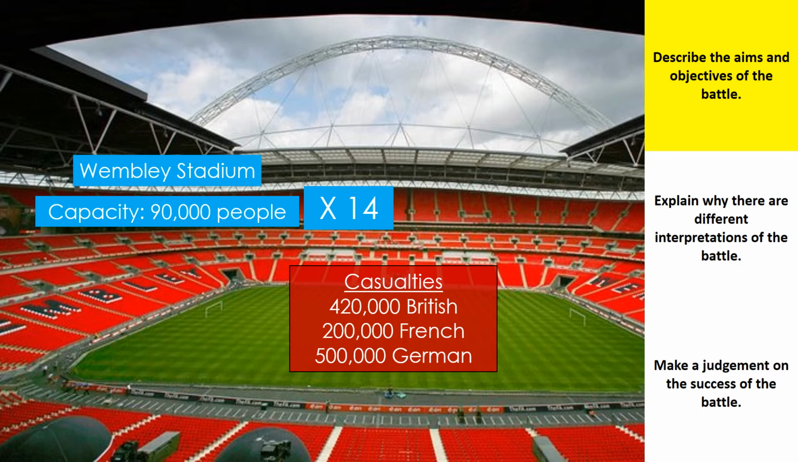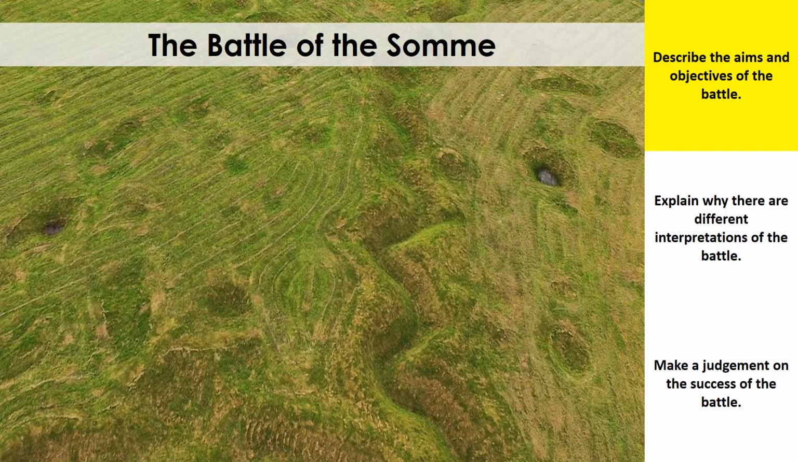So that shows you the amount of people that were actually killed in this battle, the amount of casualties that there were. So it was a huge battle with heavy losses in terms of people being killed or injured. Now the Battle of the Somme, this is actually an aerial photograph here of the site where it took place today, and you can still see part of the trench system that exists there, and you can see some of the crater holes that have been left from the shells as well.